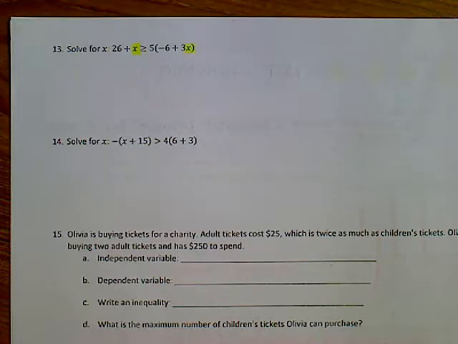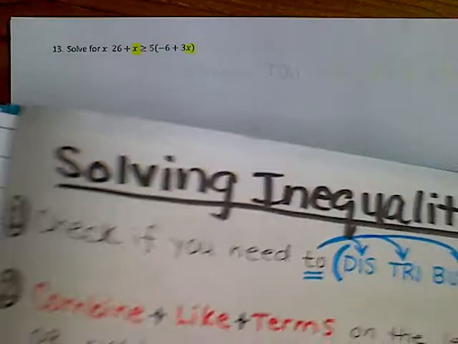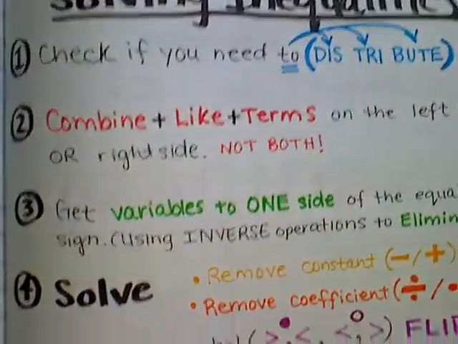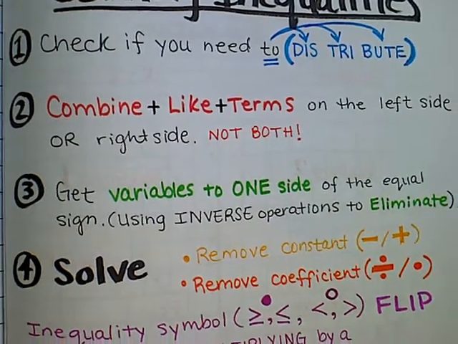So, first problem on the back side of page 2 is solving an inequality for x. We have 26 plus x is greater than 5 groups of negative 6 plus 3x. What I would do is probably refer to page 12, solving inequalities. And I have 4 easy steps.